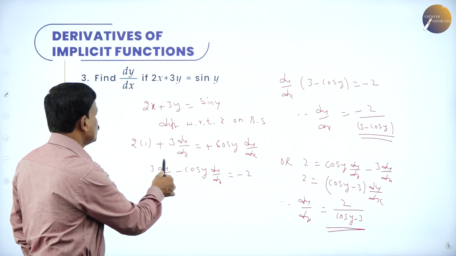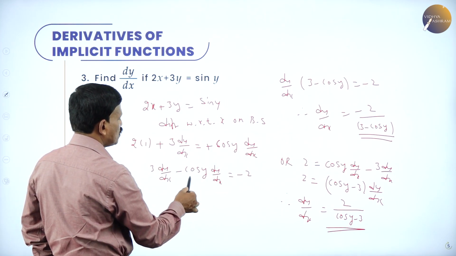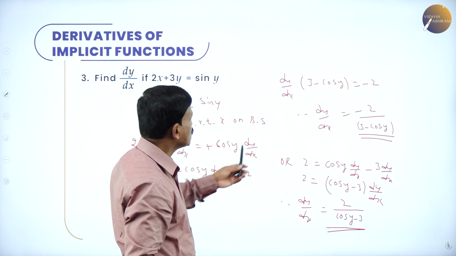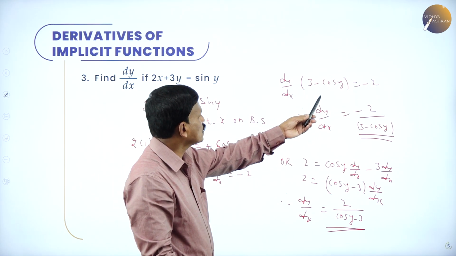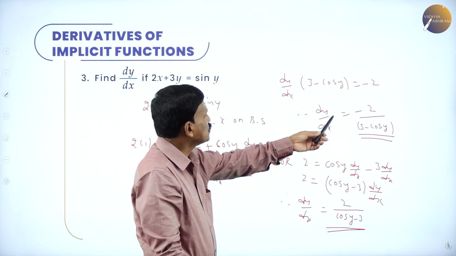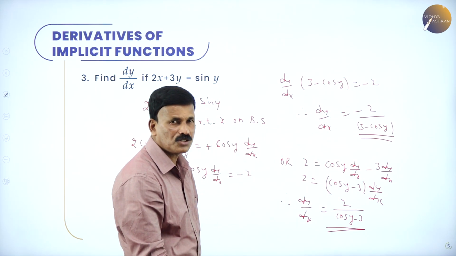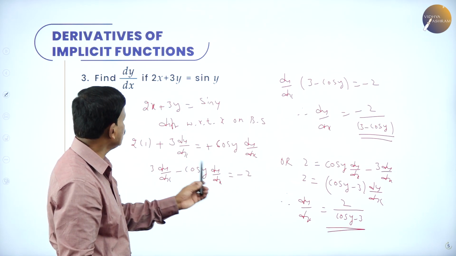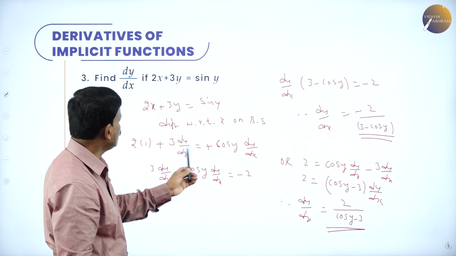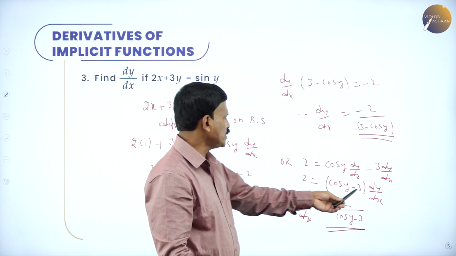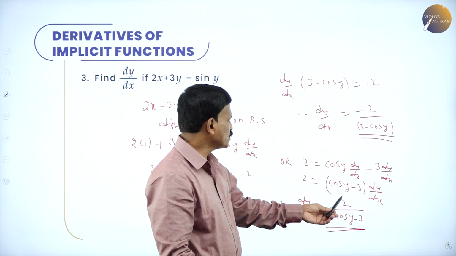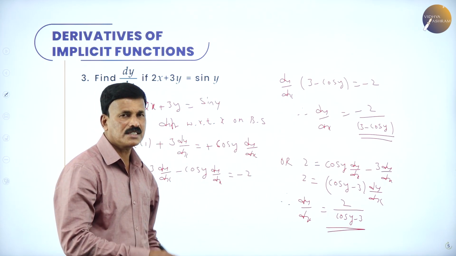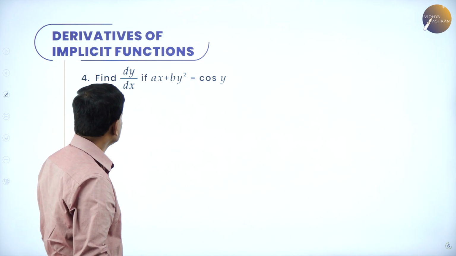Now just transfer this: 3 dy by dx minus cos y dy by dx is equal to minus 2. Or if you remove dy by dx as common factor, 3 minus cos y is equal to minus 2. dy by dx is equal to minus 2 divided by 3 minus cos y is the answer. Otherwise, at this stage if you want, you can transfer this to the right hand side. So 2 is equal to cos y dy by dx minus 3 dy by dx. dy by dx is the common factor. Then dy by dx is equal to 2 divided by cos y minus 3. Any answer you can write, no problem. One and the same. Now let's come to the next problem.